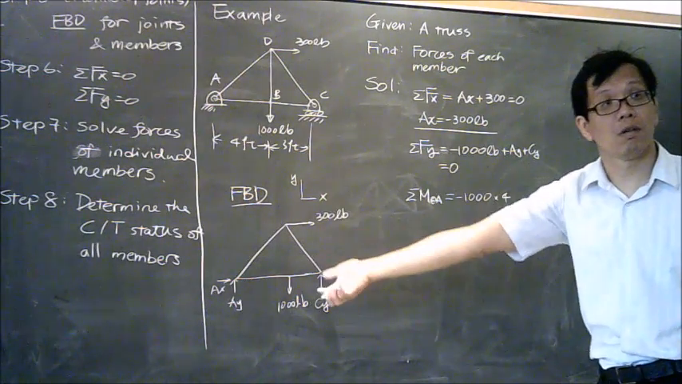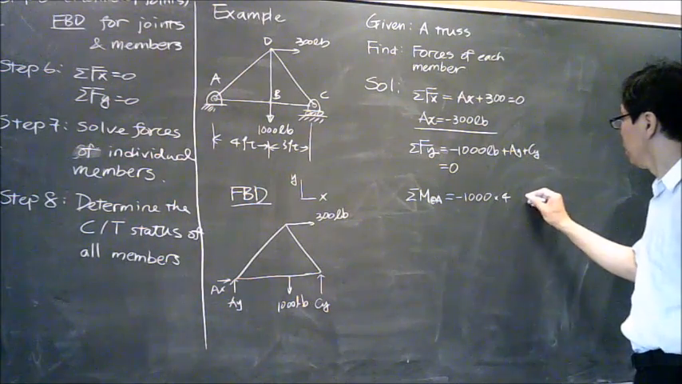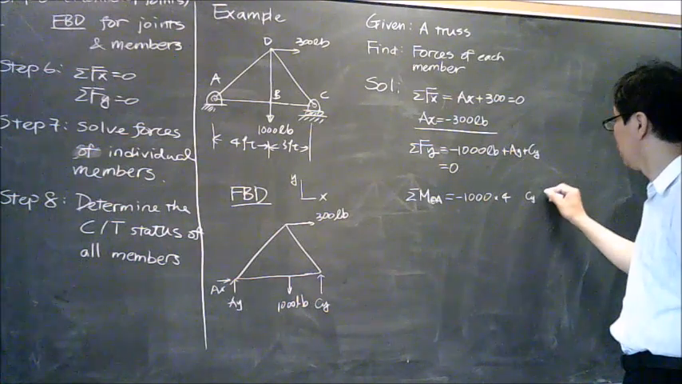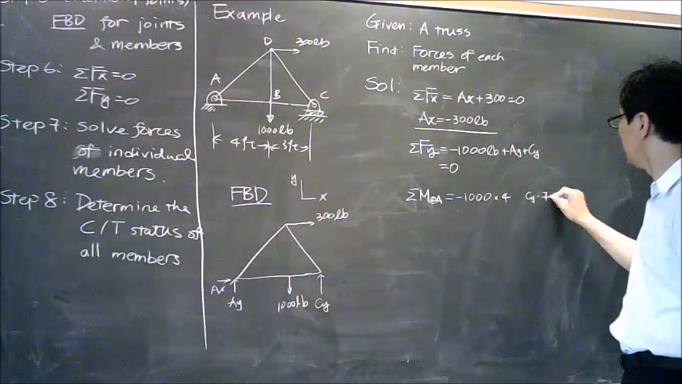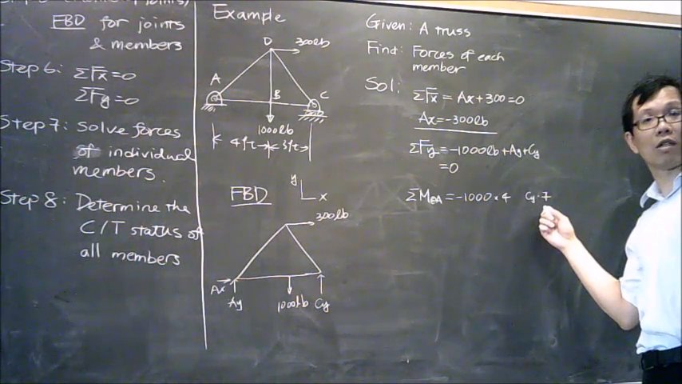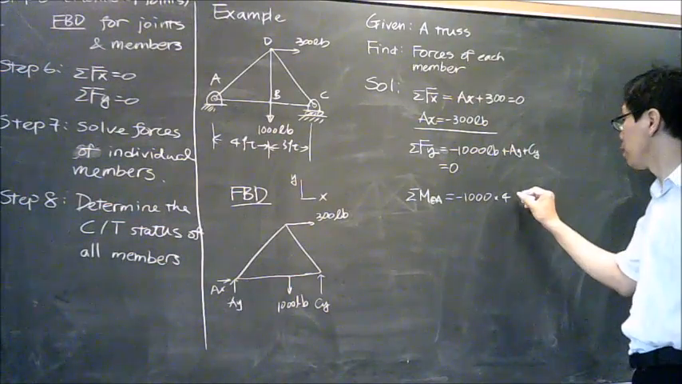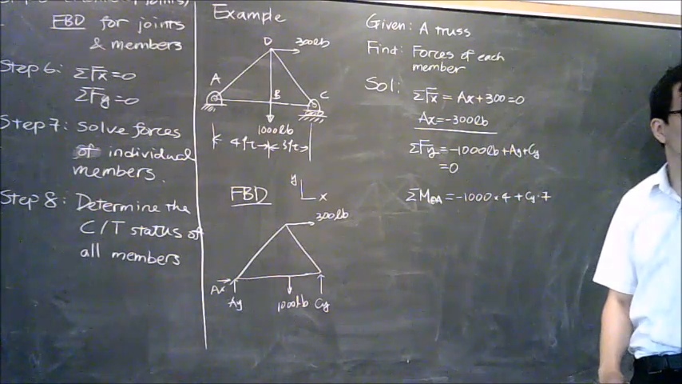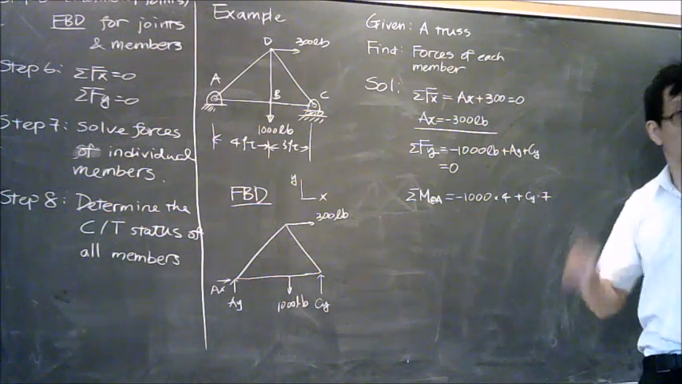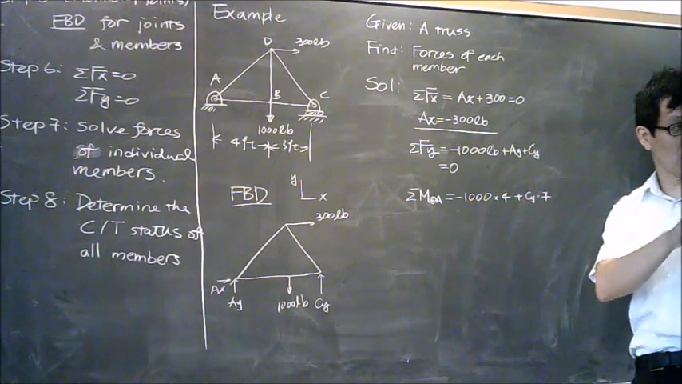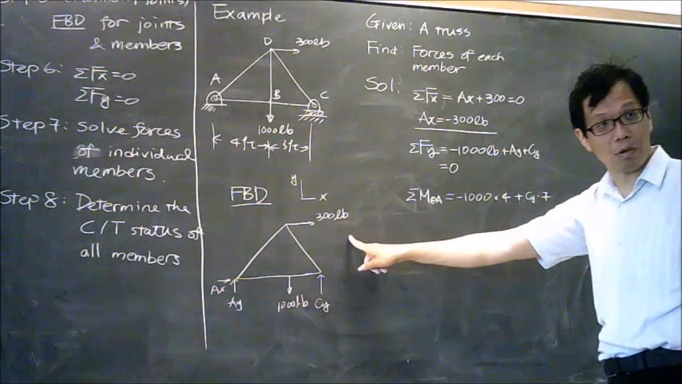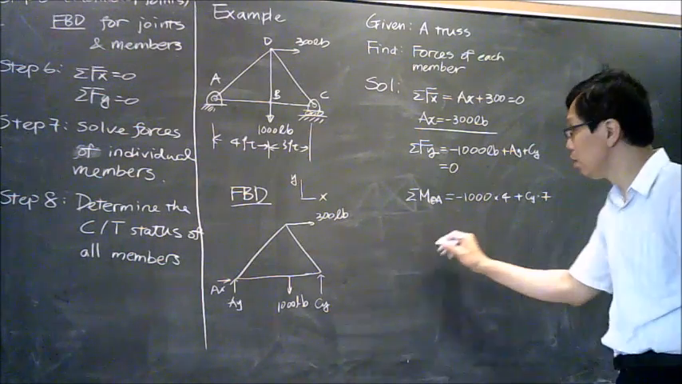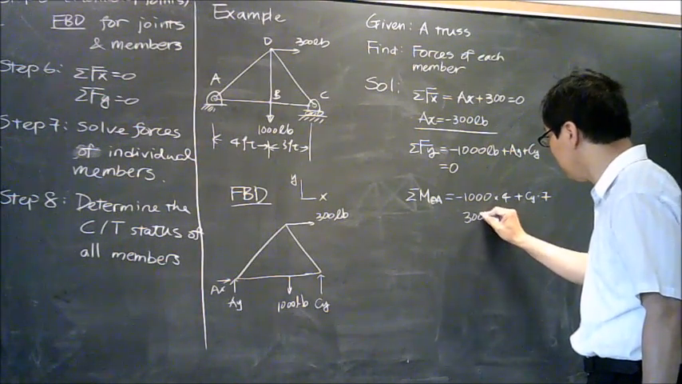Negative, because it's clockwise. You're going to have Cy multiplied by 7 feet, positive or negative? Positive, because it's counterclockwise. Anything else? The 300? Yes, that's the most common mistake you are going to make here. The 300 also needs to be considered over here. So you have 300, very good.